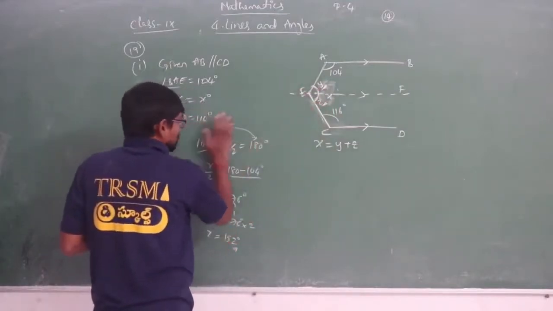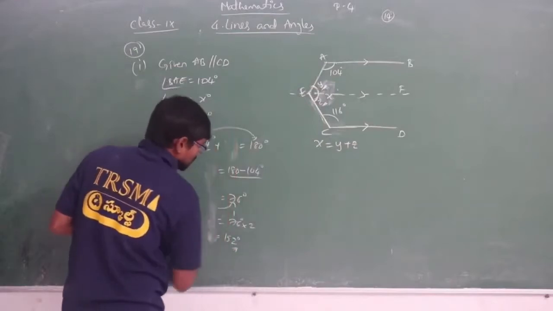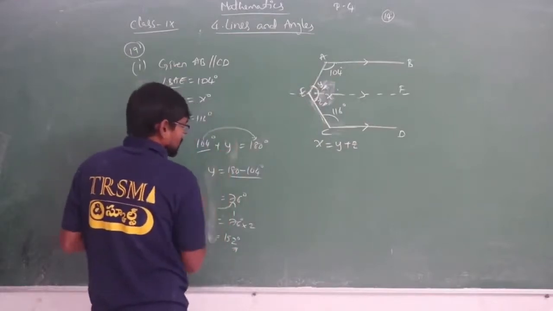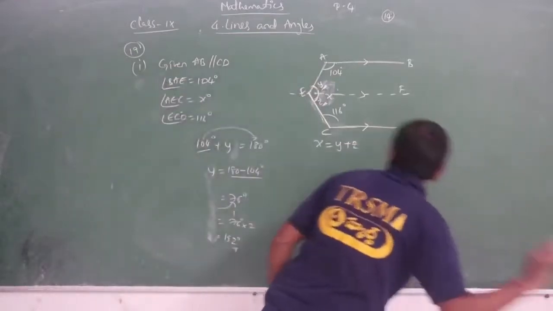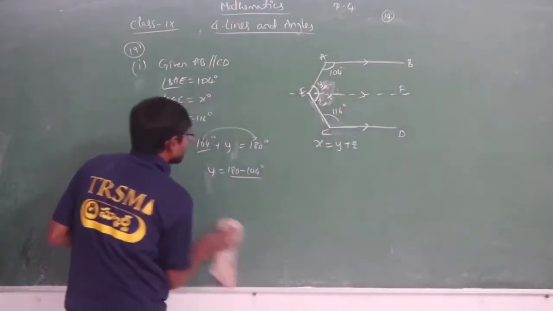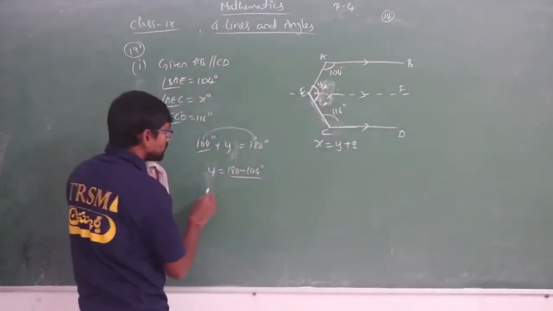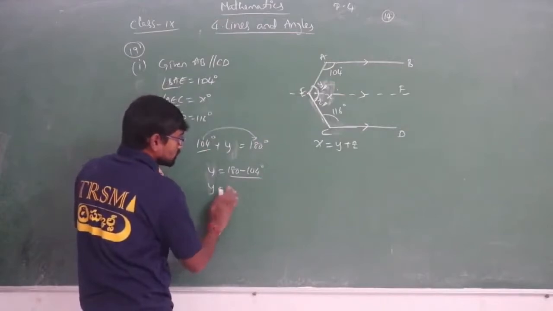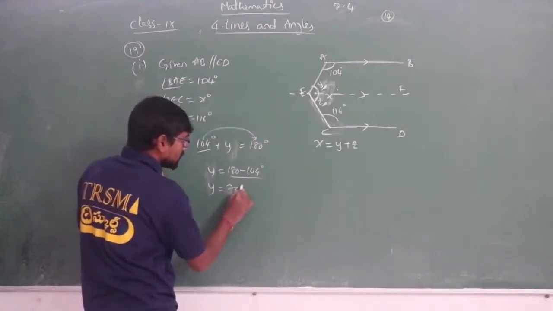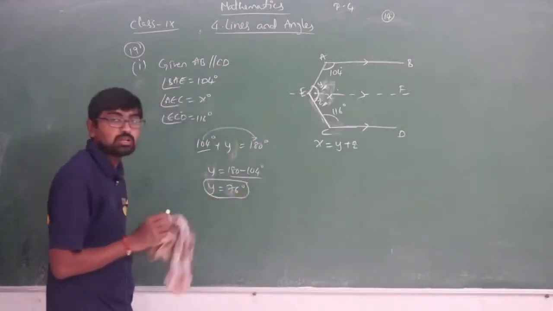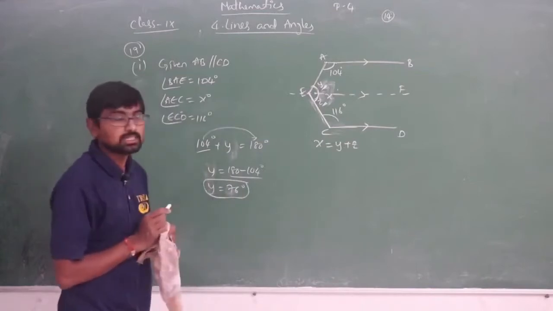Okay, so here this part I am taking as y. Here also it is y. Okay, so y part, if you solve this you will be getting 76 degrees. So y value we have got as 76 degree.